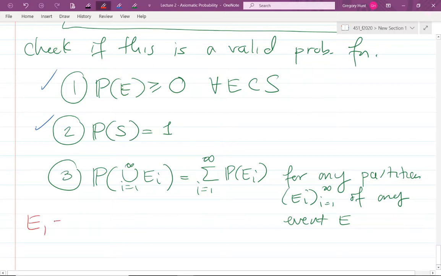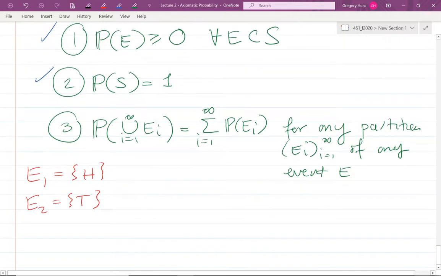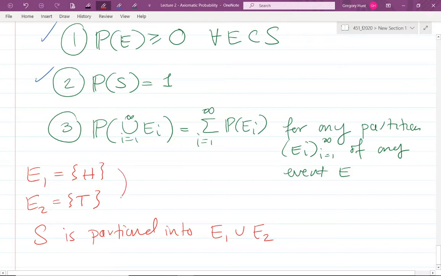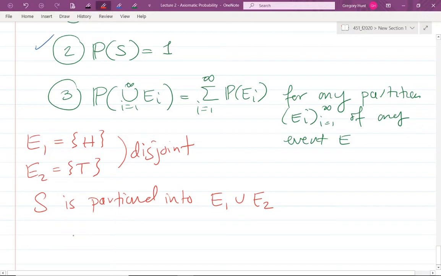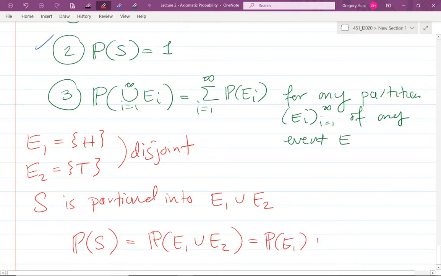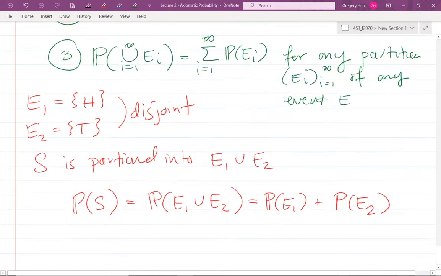Let E1 be the event I get a heads, so that's H. E2 be the event that I get a tails, that's T. What I want to check is that S is partitioned into E1 union E2. E1 and E2 partition S. They're disjoint, and their union gives me back the whole sample space. And so it better be true that the probability of S is equal to the probability of E1 union E2. That's just true because there's set equality, but that better be equal to the probability of E1 plus the probability of E2. And that's going to be true in this case.